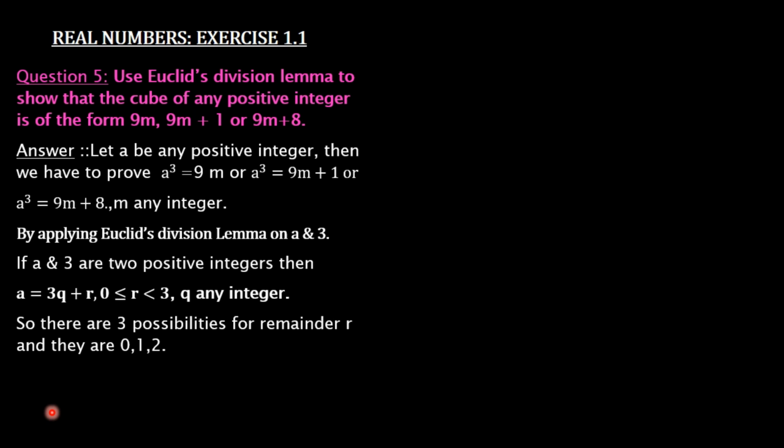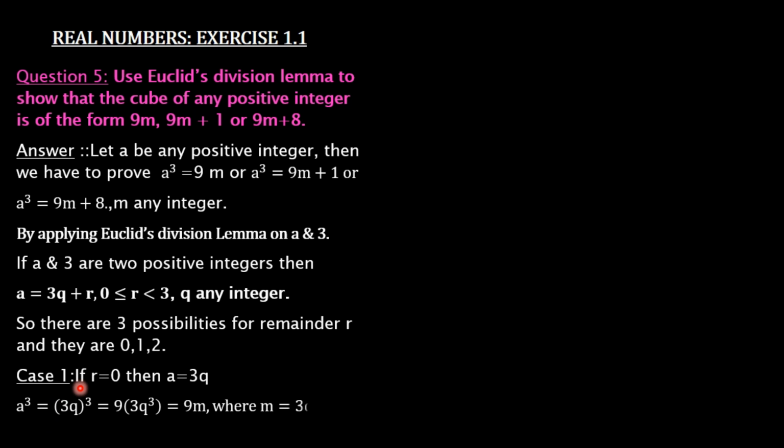Then case 1, if r equals 0, then a equals 3q. That is, by putting r equals 0, we will get a equals 3q. Then what is a cube? a cube equals (3q) whole cube, which is equal to 27q cube, which is equal to, by taking 9 outside, 9 into 3q cube, that is 27q cube itself. Now by putting 3q cube equal to m, we will get a cube equal to 9m.